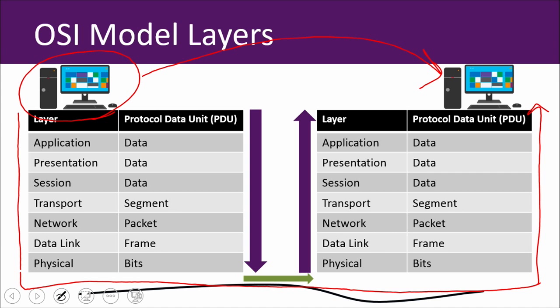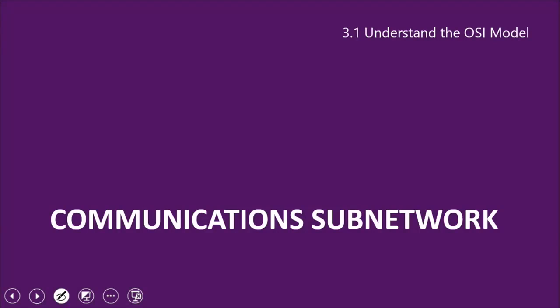And at each layer, there's a different type of protocol data unit, or a PDU. So data is just called data at the application, presentation, and session layers. And then at the transport layer, data is broken into segments, which you've heard me reference previously. At the network layer, that segment turns into a packet because additional information is added. And then ultimately at the data link layer, the packet becomes a frame. And then at the physical layer, that frame is translated into bits and then transferred across the network.